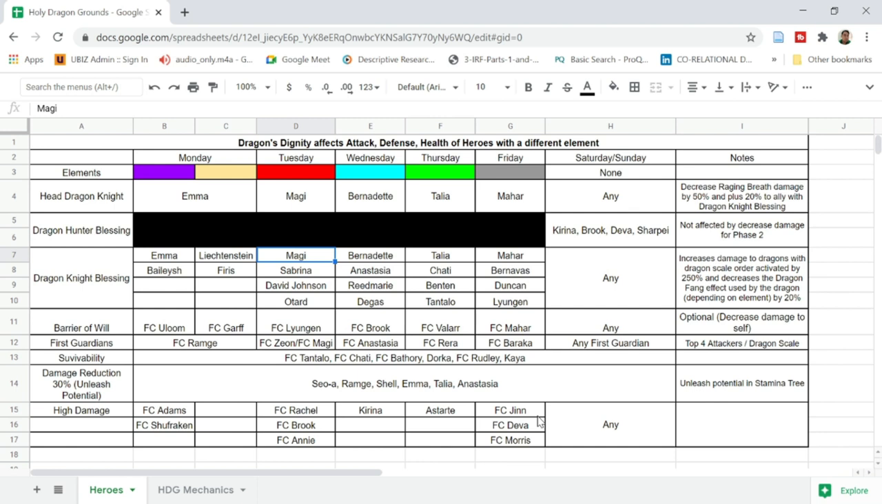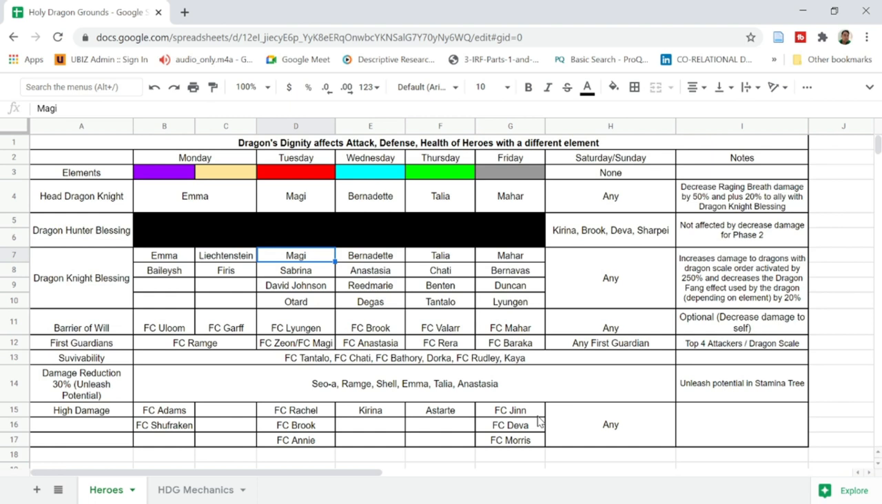So these ones are also optional. You could actually bring 1, 2, or 3 of them in your team to increase your survivability. For the first guardians, again, you only bring one. So we move on to damage reduction by 30%.